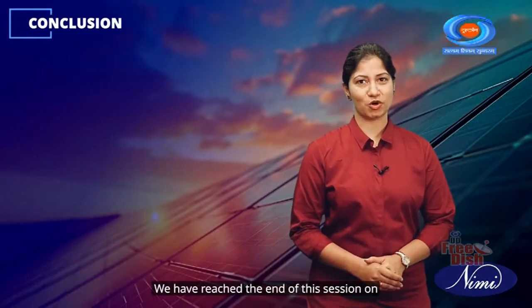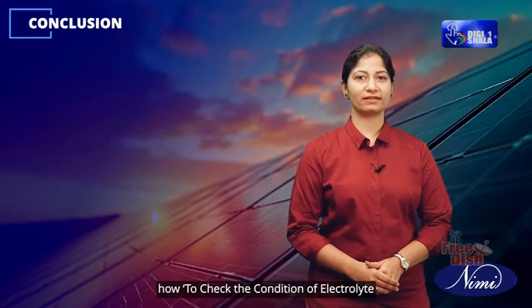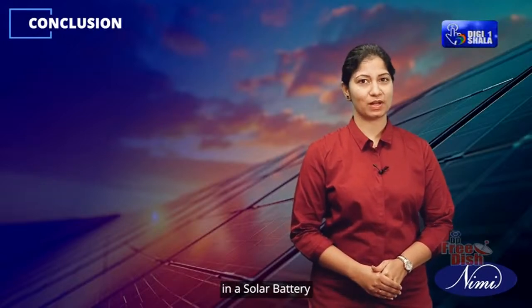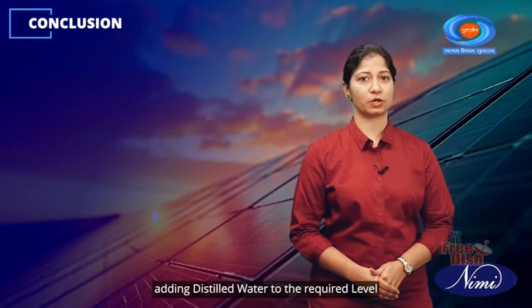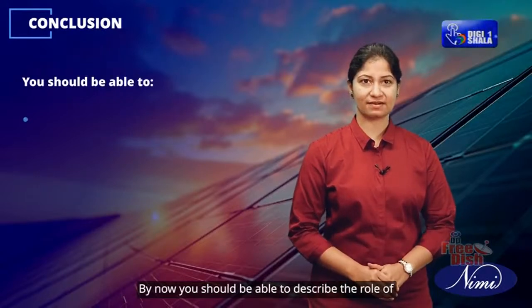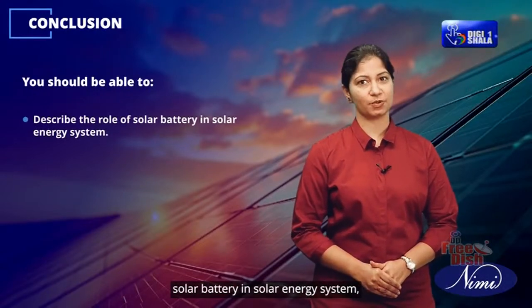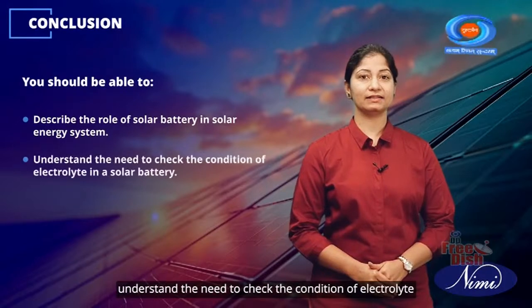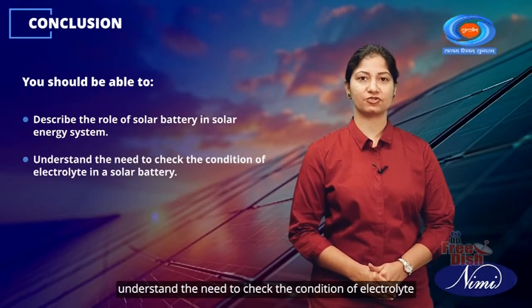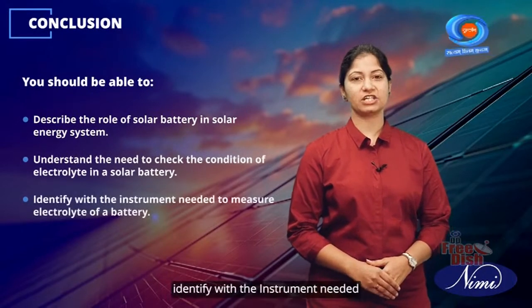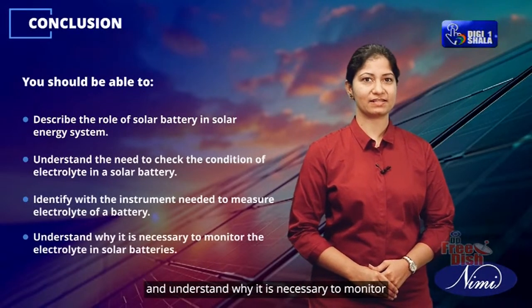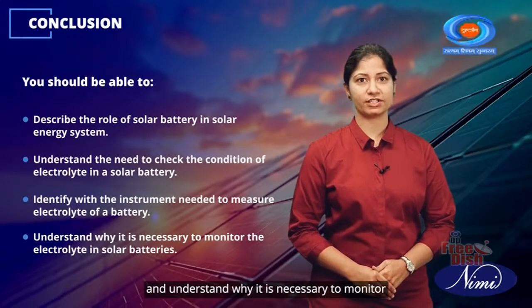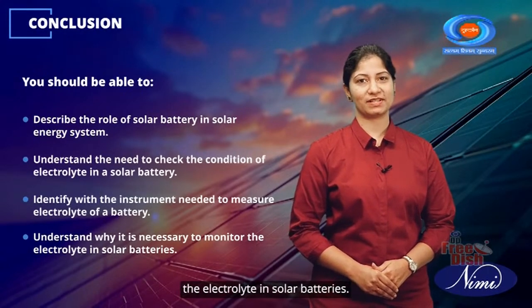We have reached the end of this session on how to check the condition of electrolyte in a solar battery using hydrometer and adding distilled water to the required level in the solar battery. By now, you should be able to describe the role of solar battery in solar energy system, understand the need to check the condition of electrolyte in a solar battery, identify the instrument needed to measure electrolyte of a battery, and understand why it is necessary to monitor the electrolyte in solar batteries.